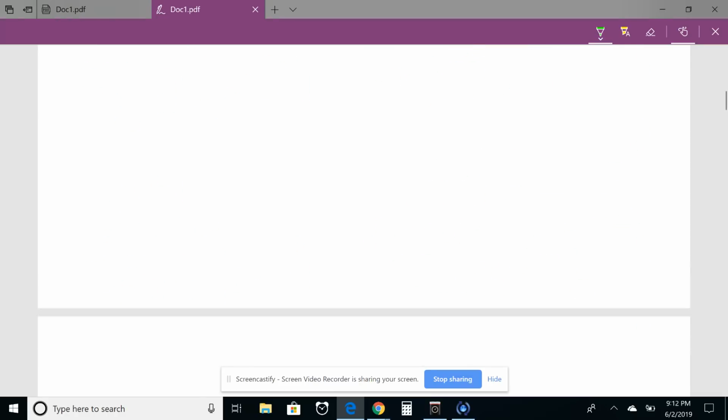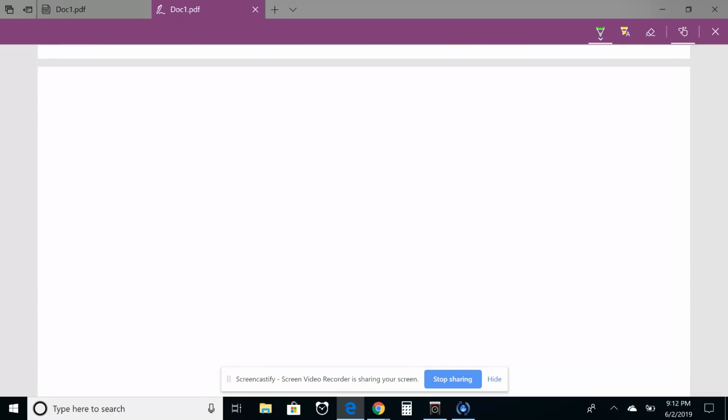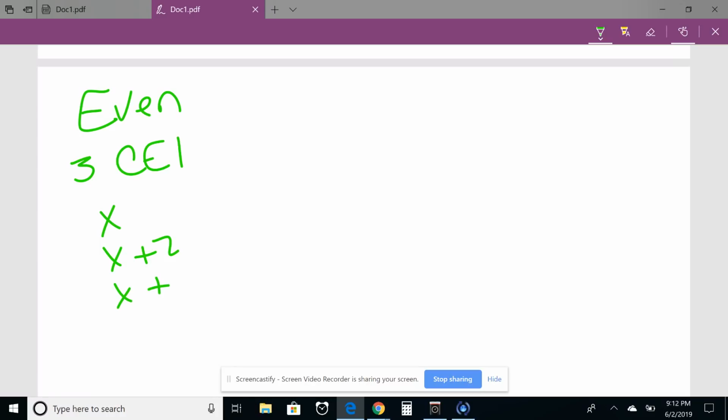Now, if I said consecutive odd or consecutive even, say I want 3 consecutive even integers whose sum is 100. Instead of x plus 1 and x plus 2, since you're dealing with even numbers, their differences are x, x plus 2, and x plus 4, which would be 3x plus 6 is 100.